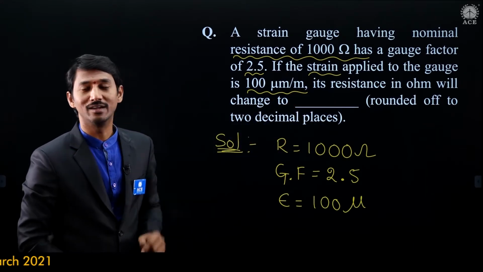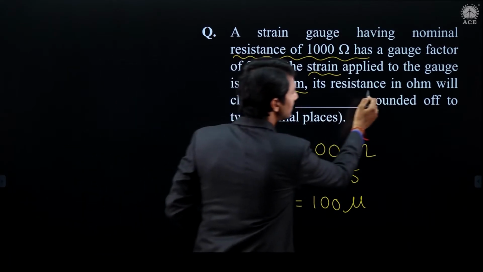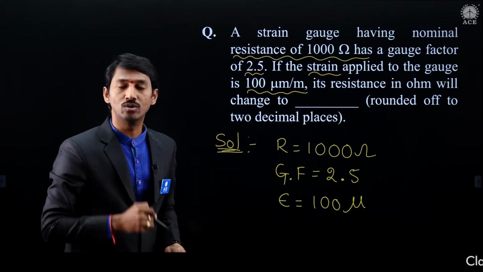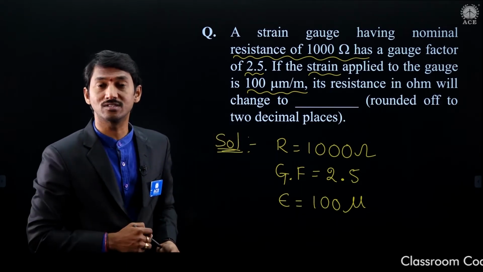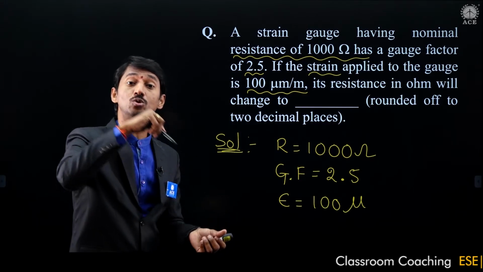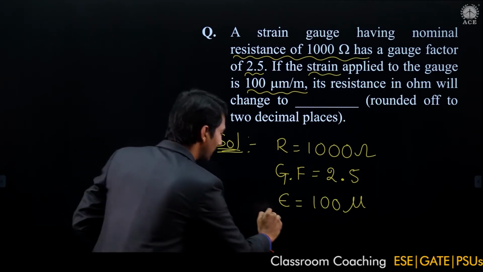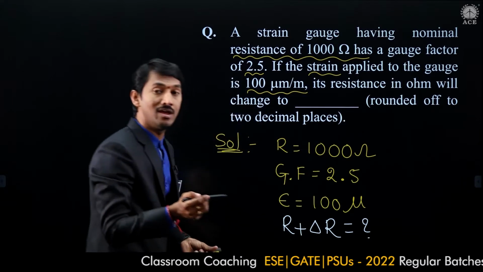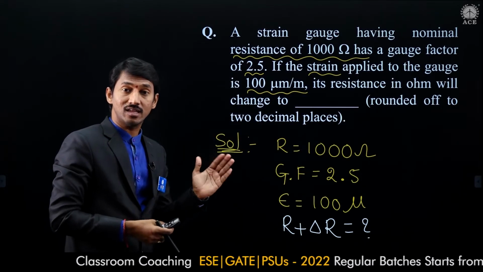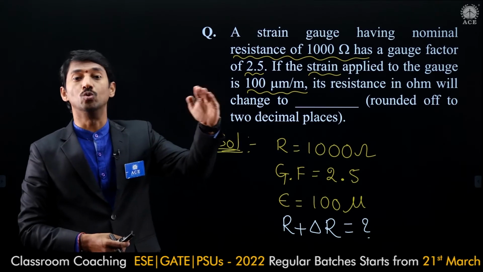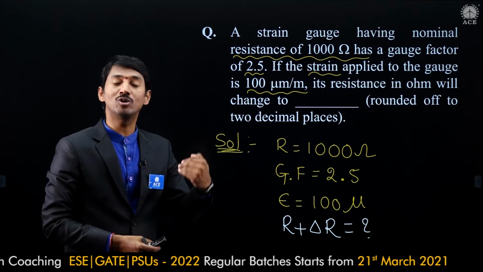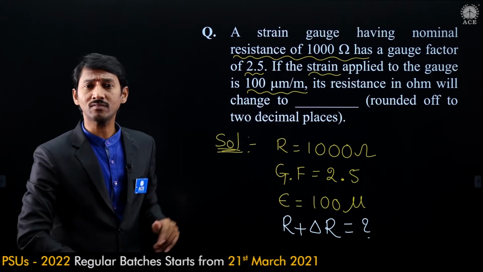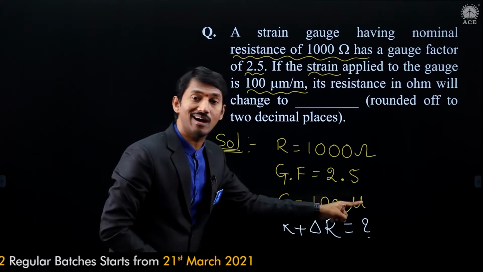But be clear with the given question. Sir, what is he asking? Its resistance in ohm will change to. He is not asking the change in the resistance. What he is asking is, the resistance will be changed to which value? Here I am writing R plus delta R he is asking. He is not asking how much change in the resistance; the change in the resistance, plus the previous value, both must be added. There you have to concentrate. Otherwise, if you write 0.25, definitely wrong. That's why R plus delta R he is asking.